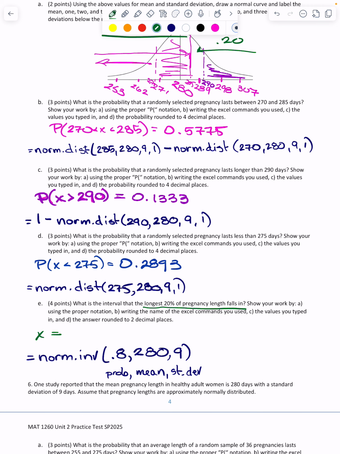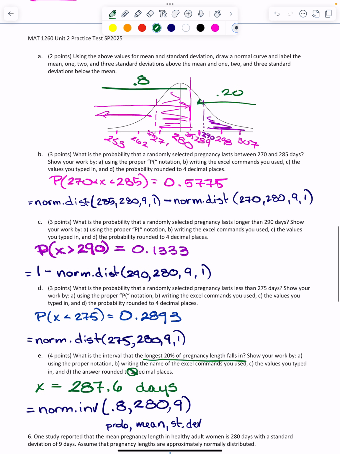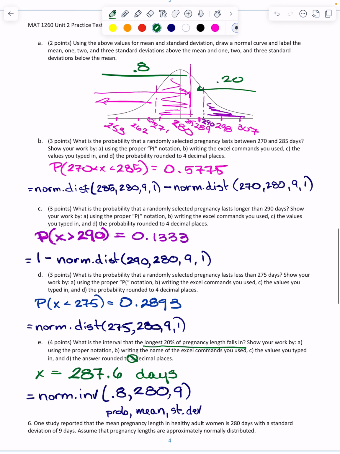Again, if when you choose a command, it is asking for something that you don't have, choose a different command, right? Once we choose a command in Excel, it tells us exactly what to plug in. Don't try to force it.